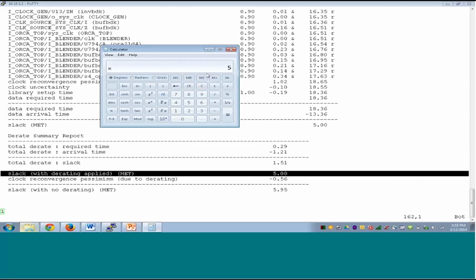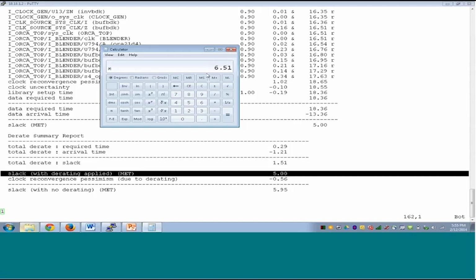Now, what are the derates applied? Derate is 0.29 for required, 1.21 for arrival. Sum is 1.51. We add 1.51. 1.51 is the time that derate has consumed. 5 is the slack with derates. So 1.5 is the time consumed by derate. We add it, so slack would increase.